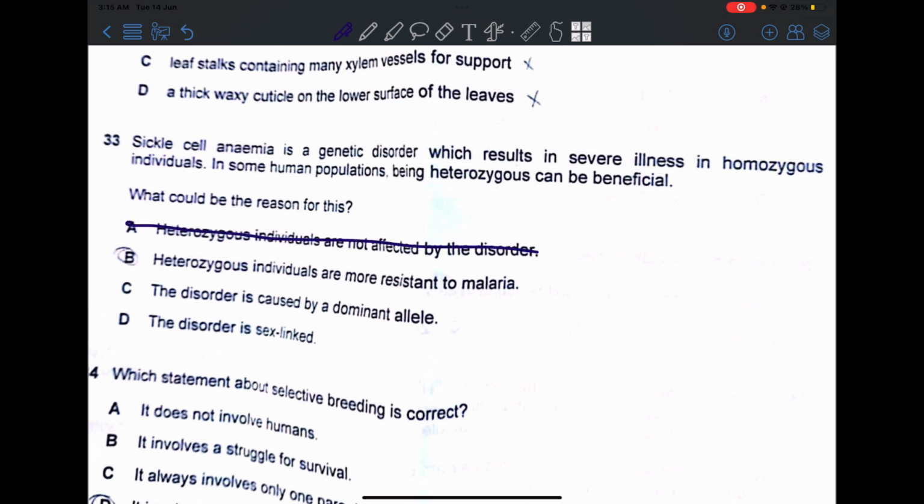B says heterozygous individuals are more resistant to malaria. Now this is correct because they have half of their blood having sickle cell anemia, and they have the other half of their blood it's normal. So this can provide them with more resistance to the malaria disease. So this is actually correct.